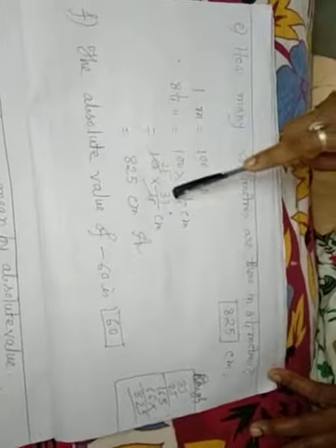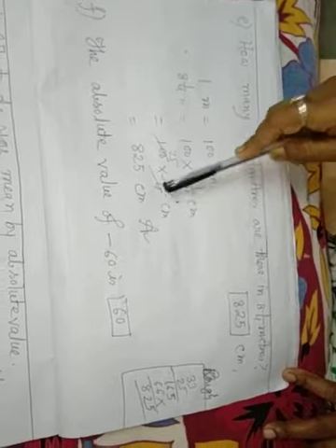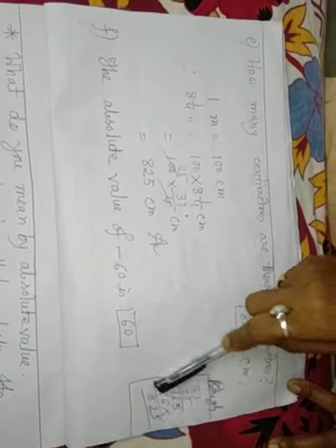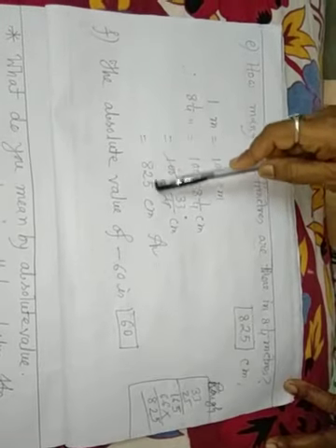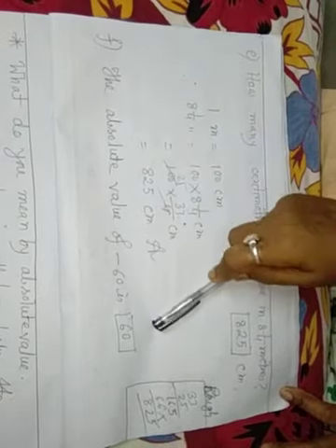Okay, that is 1 meter equal to 100 centimeter. 8 1 by 4 meter equal to 100 into 8 1 by 4 centimeter. 4 eights are 32 plus 1, 33 by 4. That is 100 into 33 by 4. 4 twenty-fives are 100, so 25 into 33 is 825. So 825 centimeter.